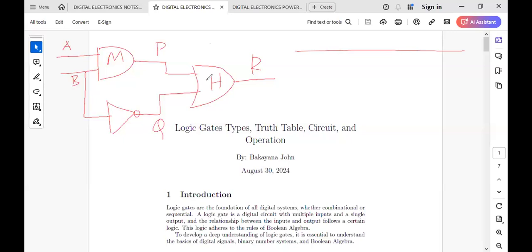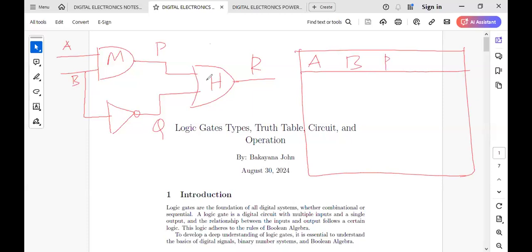Okay, so we have the AND gate, we have the NOT gate, and then on the other side we have the NOR gate. So we have combined all the 3 at once. So I want us to figure out the results that we are going to have in our truth table. So this is A, and then this is B. Then we have P, we have Q, and then we have R.